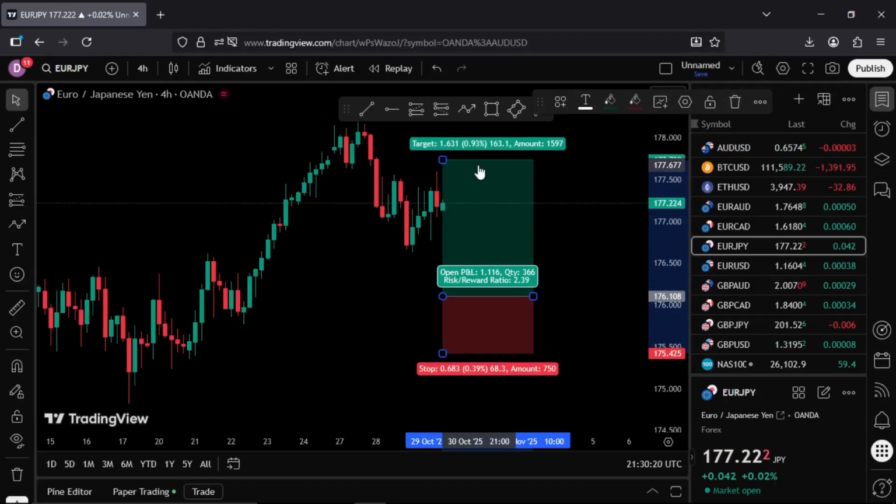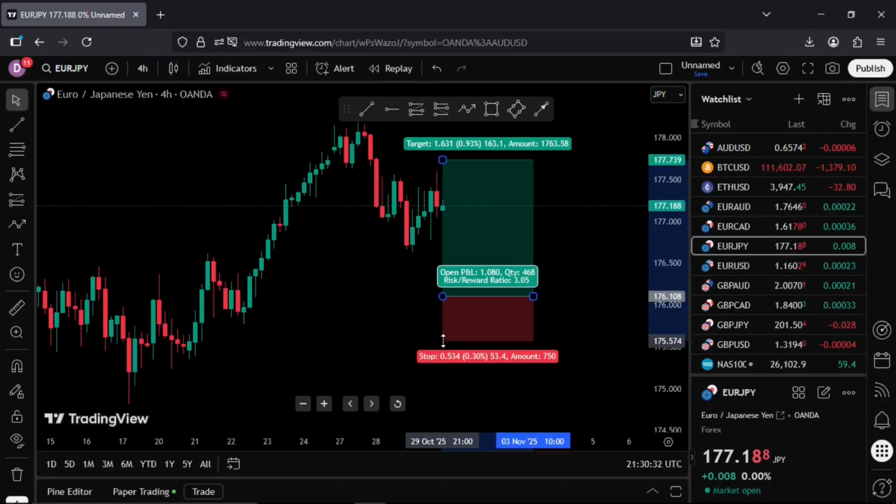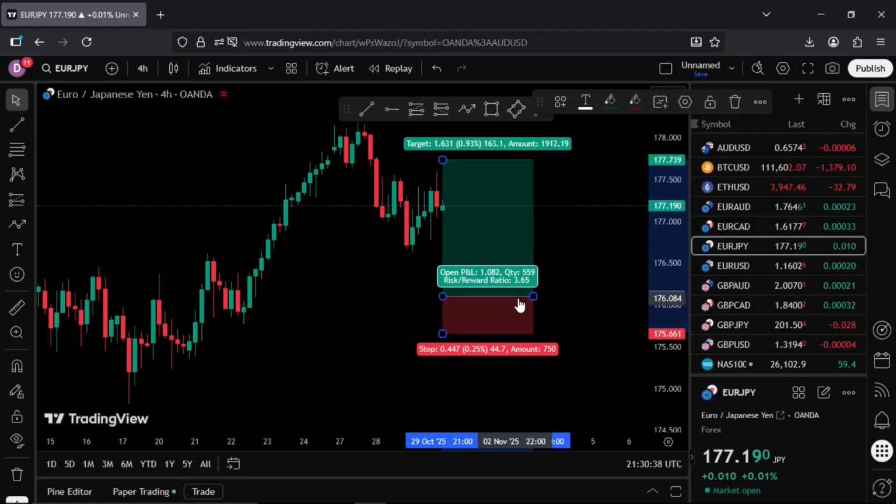The green part just represents the take profit or the target, and the red part represents the stop loss or the stop. I can also drag the stop part, and as you can see, the figures keep adjusting as well. So this right here will be interpreted as a risk to reward ratio of 1 to 3.65.